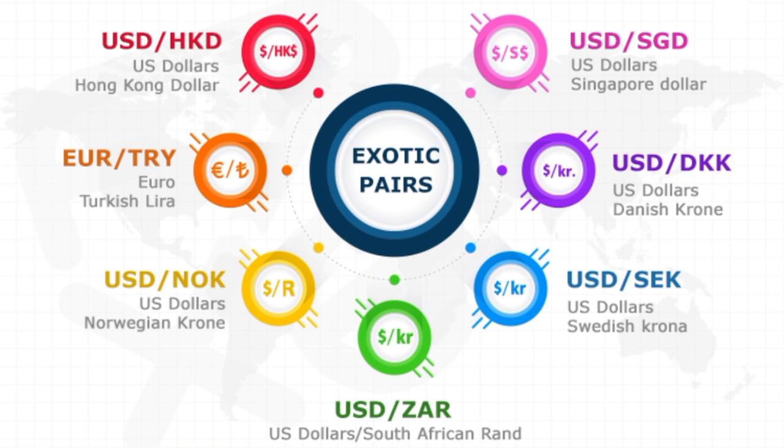We also have the USD and South African Rand, which is the ZAR. We also have USD/SGD, which is the US dollar versus the Singapore dollar. We also have the US dollar and DKK, that is the US dollar versus Danish krone. We also have the USD versus SEK, which is the Swedish krona. So these are exotic pairs that you will see in the market.